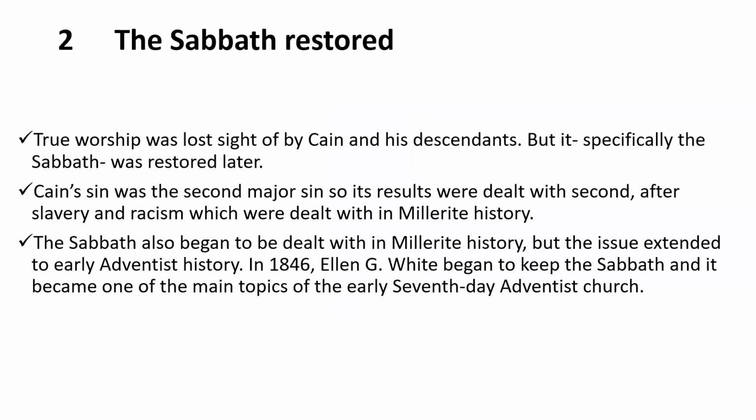So the Sabbath being restored. True worship was lost sight of during the time of Cain and his descendants, and we see the Sabbath being restored later. Cain's sin was the second major sin, and we have seen its results. Now, after slavery and racism, which were dealt with in the Millerite history, we are supposed to see the issues of the Sabbath being dealt with, in the Millerite history or even after it. So we see that the issue is being extended from the Millerite history to the early history of Adventism.